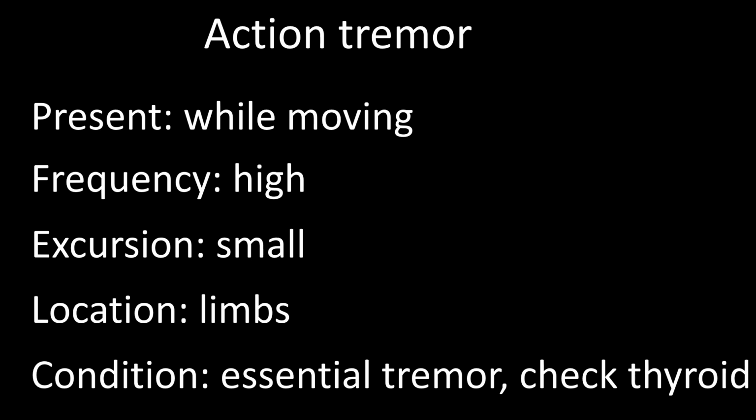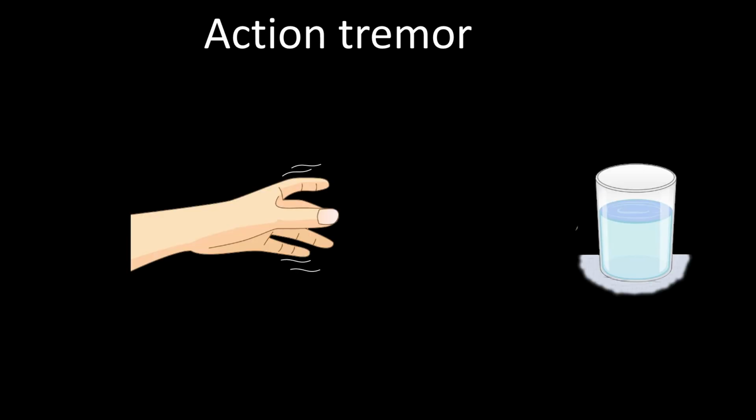Both components of essential tremor, postural and action tremors, are worsened by anxiety and better by drinking, not recommended, and beta blockers. Action tremor may also occur in association with hyperthyroidism. By drinking, I mean drinking alcohol.